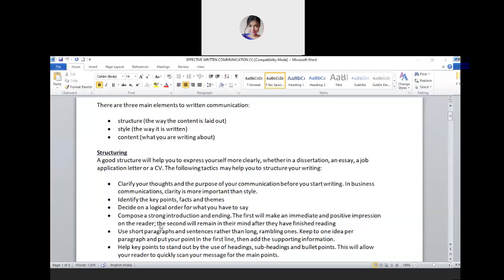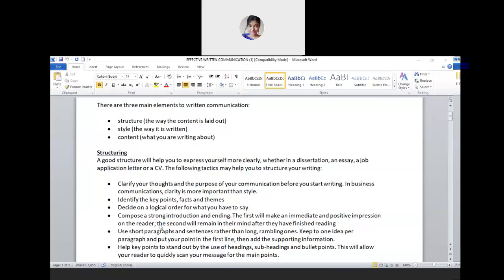But in case of professional conversations, official conversations, formal conversations, you need to first of all clarify your thoughts before you write. You need to think about the purpose. First of all, you need to think what you want to say, and you need to figure that out. You need to clarify your thoughts, and then you need to write, because clarity is very important when you are communicating with someone.